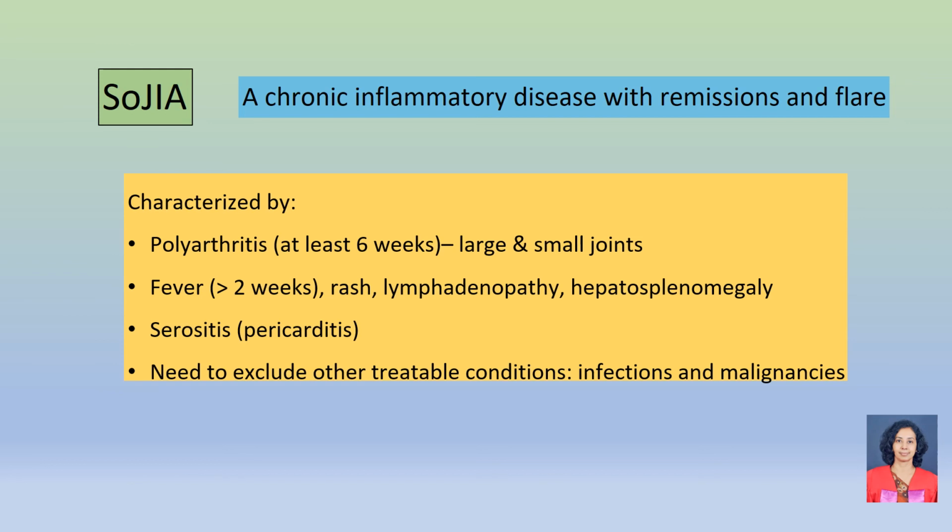Serositis, however, we could not elicit any serositis in our patient, and we need to exclude other treatable conditions like infections and malignancies, which we have done in the patient. So you all know, at the 4th week of illness as well, the child was continuing to have fever and polyarthritis, and we have excluded the possible infections and malignancies by extensive investigation. Therefore, one can safely arrive at the diagnosis of systemic onset juvenile idiopathic arthritis.